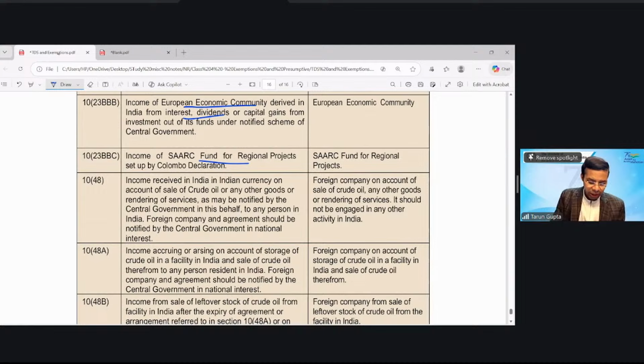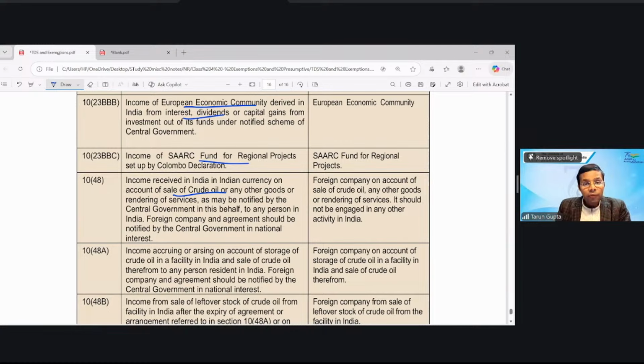Income received in India in Indian currency on account of sale of crude oil. If a foreign company is selling crude oil, this is an important commodity for us. If you have read the newspaper, the US has very recently attacked Venezuela. And they are saying that one of the hidden reasons of the attack is that Venezuela has a lot of oil reserves. So oil is a very important commodity for the world.